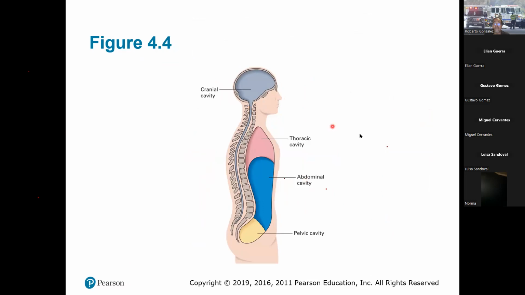These are the cavities themselves. So you have the cranial cavity that houses the brain, the thoracic cavity that covers the heart and the lungs, the abdominal cavity that deals with the stomach, the liver, and the gallbladder. You also deal with the spleen, and your large intestine and small intestine. Of course, you have your pelvic cavity, which deals with your bladder and your genitourinary system.